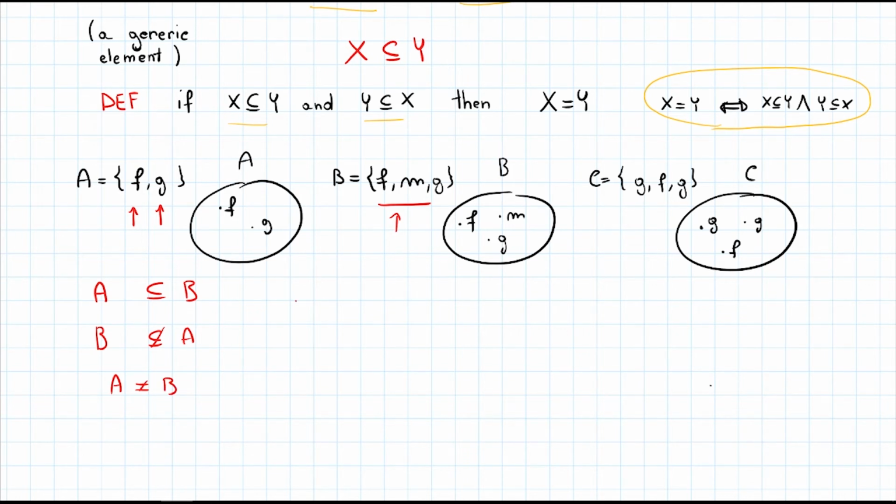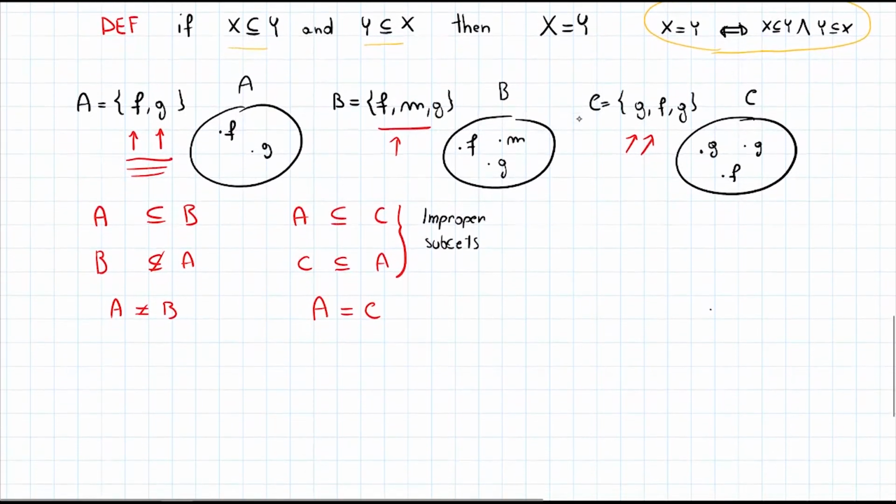If we want to relate instead the sets A and C, all the elements of A are also elements of C, so G and F, meaning that A is a subset of C. And all the elements of C, G and F, are also elements of A, so that C is a subset of A, and we can conclude that A is equal to C. When we have this condition, we say that A and C are improper subsets.